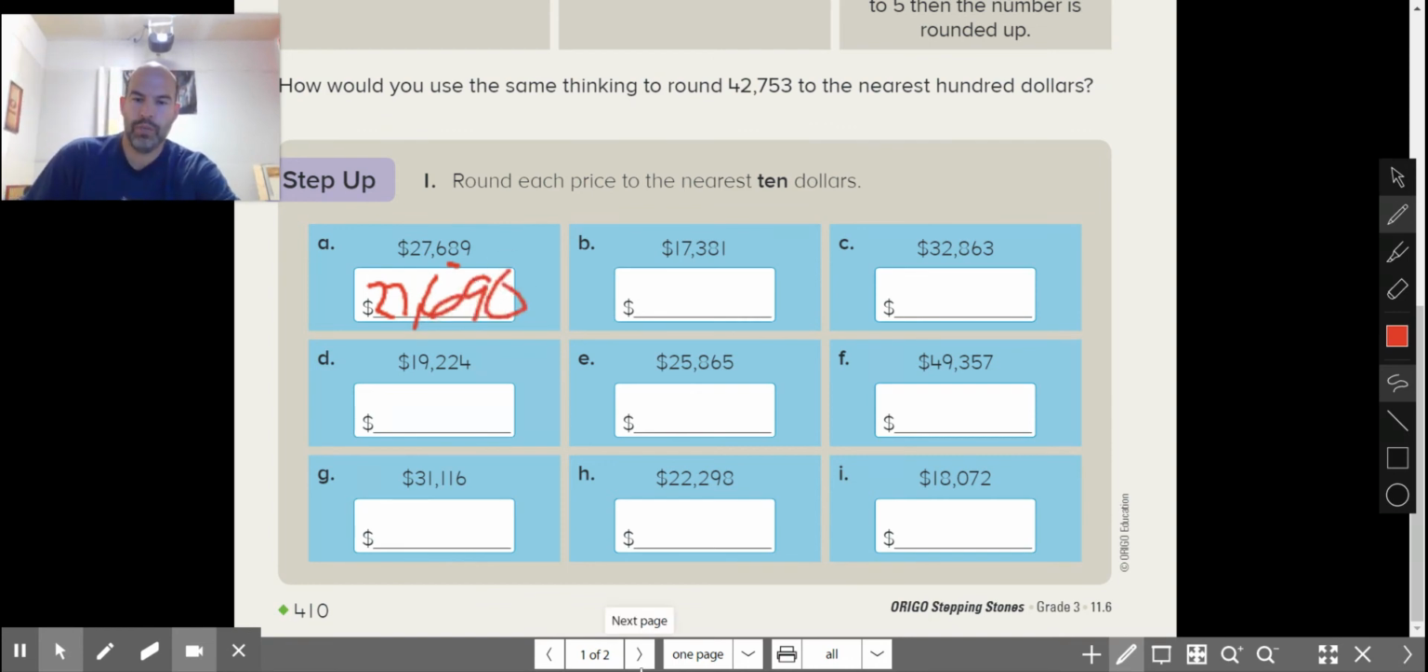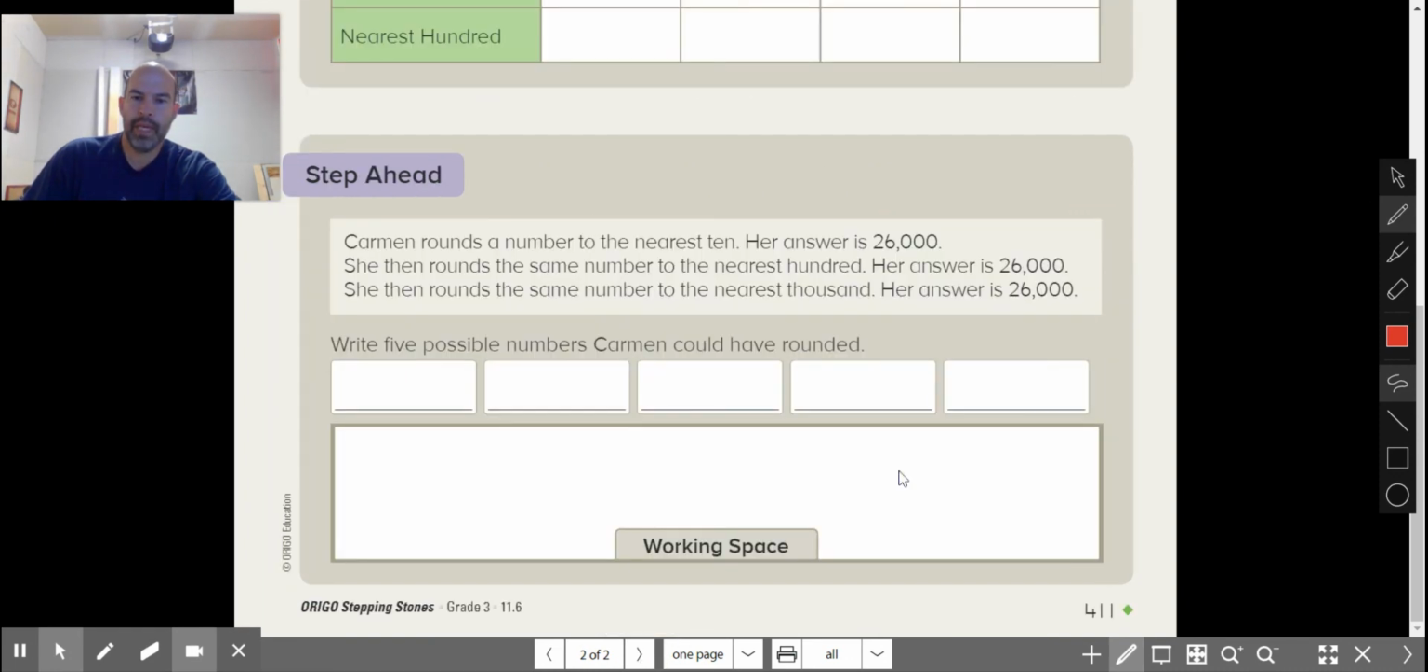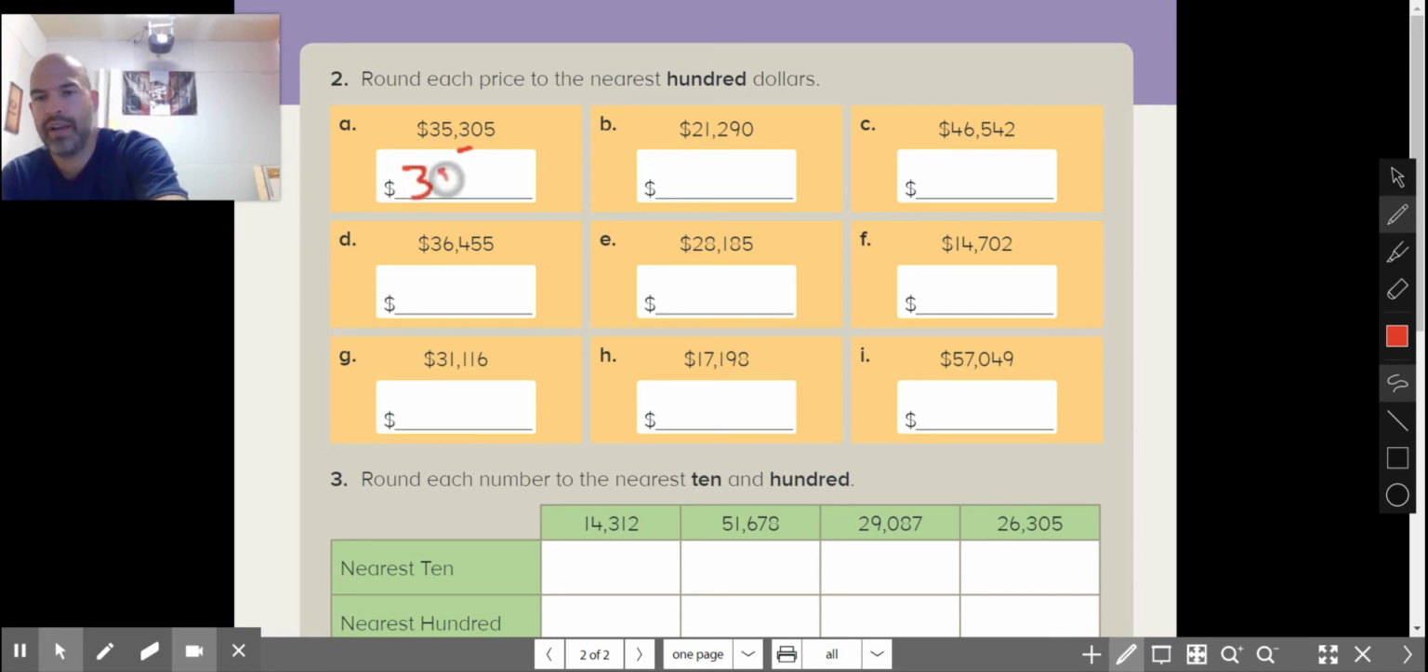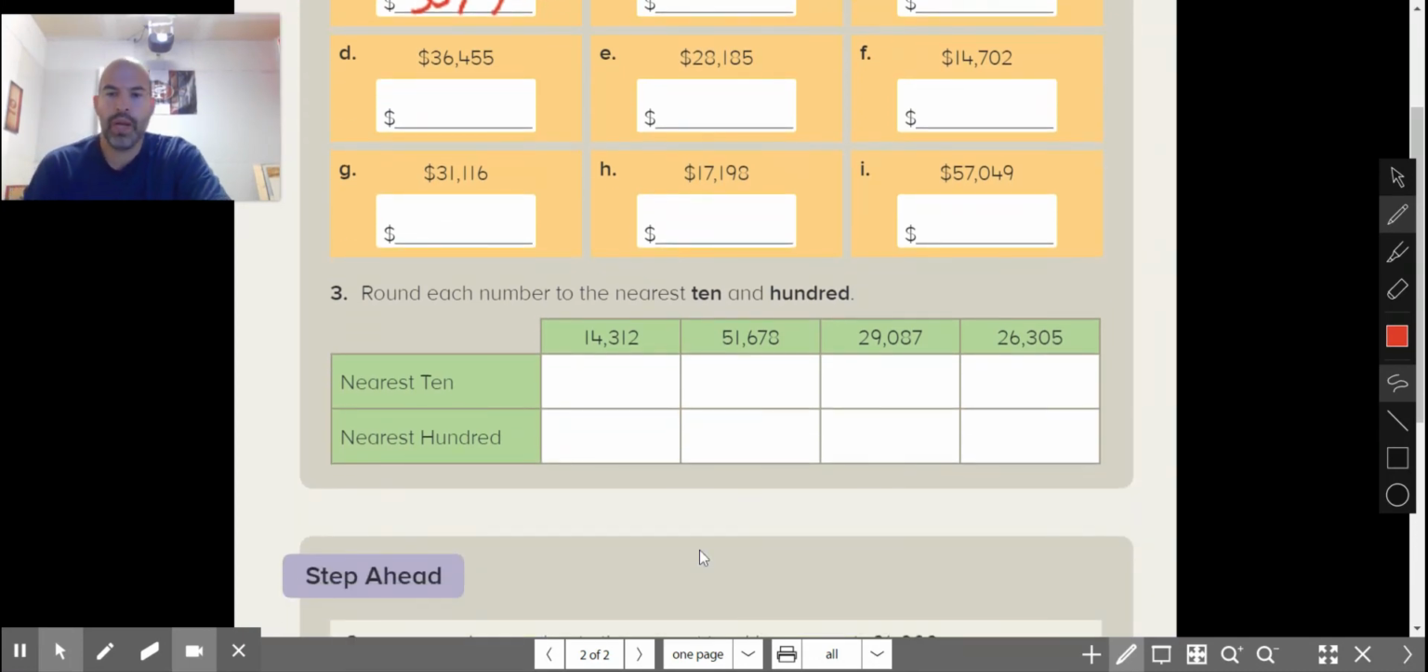Let's look at page 2. Page 2 has us rounding to the nearest hundreds. I'll do the first one with you. So if we look here at the hundreds place, we look right next door over in the tens. It has 0, so that number is going to round to 35,300. Down here below, it wants you to round both to the tens and the hundreds with each one of these numbers.